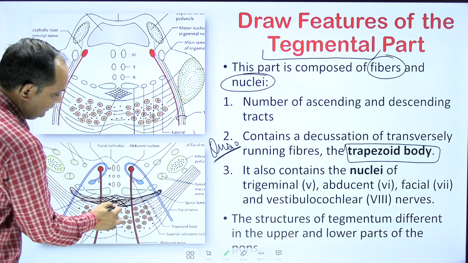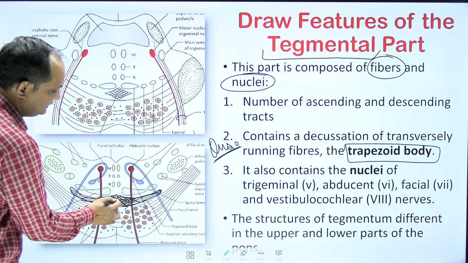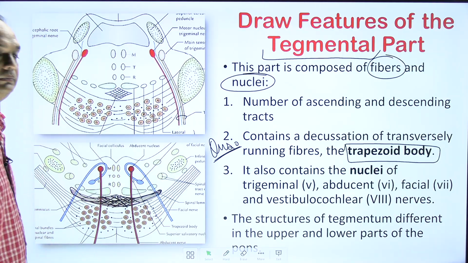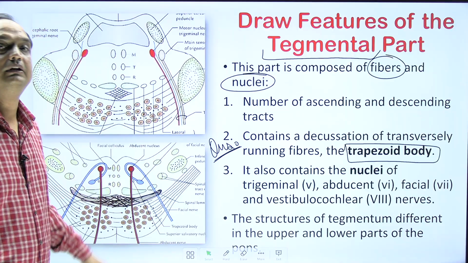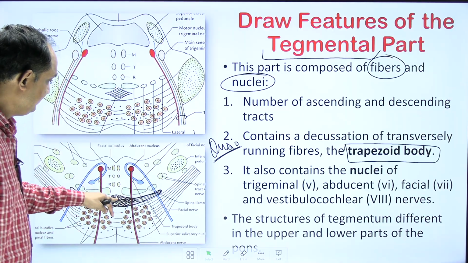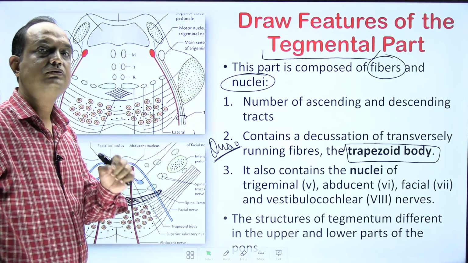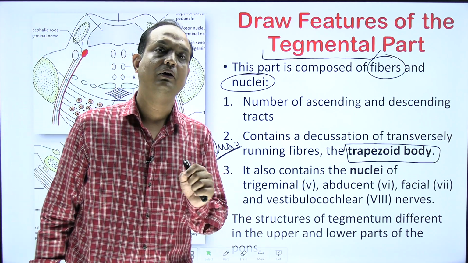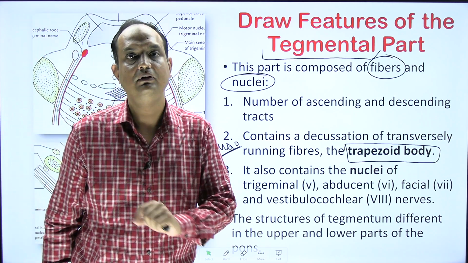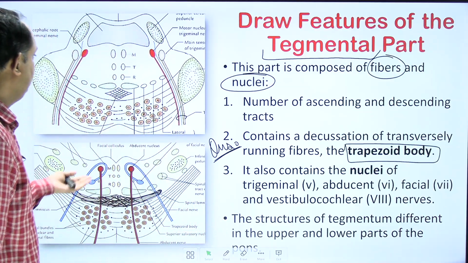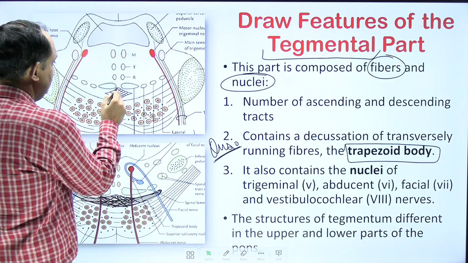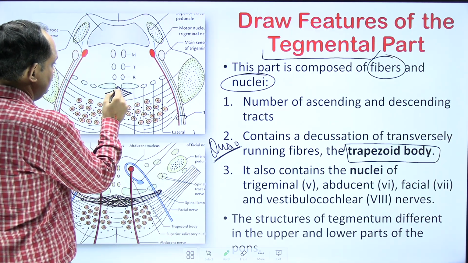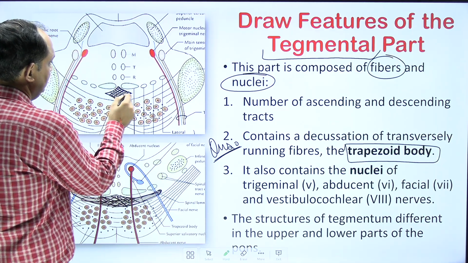Now this crisscross pattern is actually the fibers which arise from the cochlear nuclei and the nuclei of the trapezoid body itself. This trapezoid body is a more pronounced feature of the lower part of the Pons, that means at the level of the facial colliculus. When you approach the upper Pons, the trapezoid body is very small in size, or some books may not show the trapezoid body.